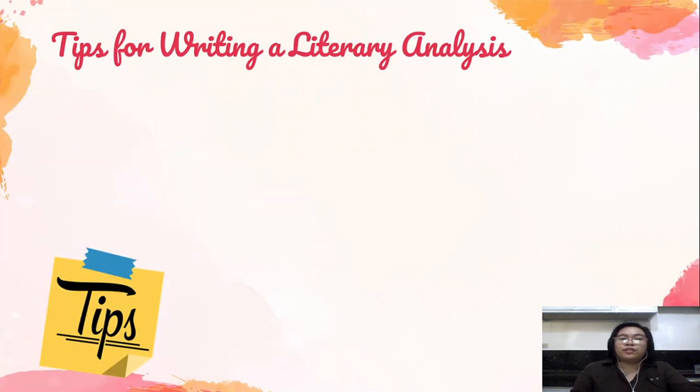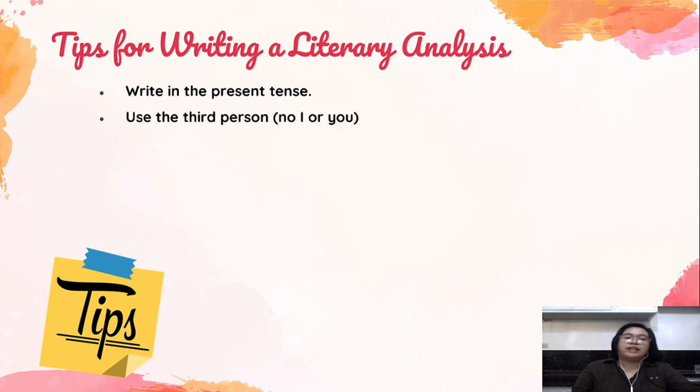So here are some tips for writing your literary analysis. First, write in present tense. So instead of using visited as your verb, for example, use visit. Always remember that you should write in present tense when writing your literary analysis paper. Next, use the third person, no I or you. So keep yourself out of your analysis.